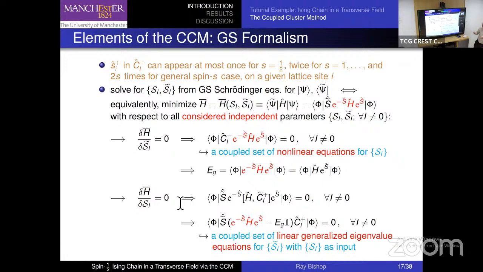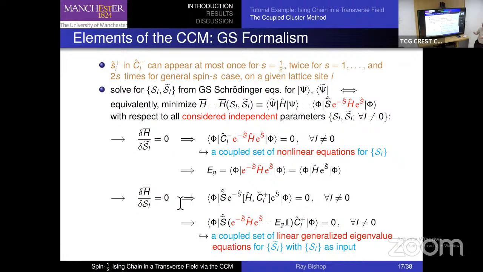How will I calculate these coefficients? Because if I know these coefficients, I know everything about the ground state. I will extremize the expectation value of the Hamiltonian with respect to them, and I get this set of equations for the ket state coefficients and this set of equations for the bra state coefficients. The index I, in practice, we're going to approximate by taking a subset of all of these set indices I.